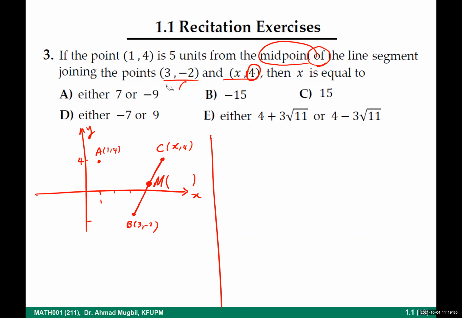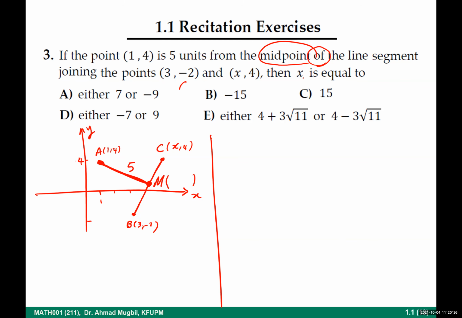Now, let's read the question again. If the point A is 5 units from the midpoint, so the distance between A and M is 5. You know now why you shouldn't do that, adding and subtracting. It is not about that. That is for when they are on the same horizontal line or the same vertical line. Here, when I say that I am 5 kilometers from you, this means that the distance between me and you is 5. So now the distance between A and M is 5.